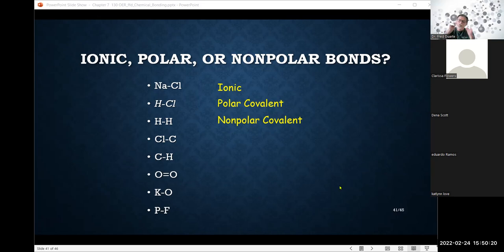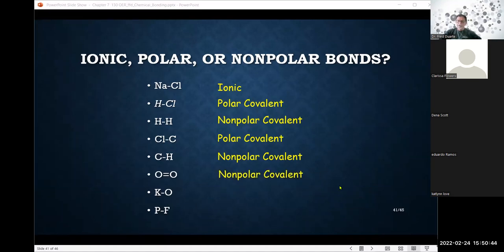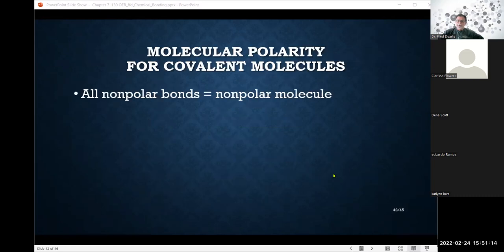Chlorine and carbon, two different elements, two nonmetals, a covalent bond. And since they're two different, automatically think of it as a polar covalent. Carbon and hydrogen, as we stated, think of it like the diatomics, they're going to be nonpolar because the electronegativity of the two is very similar. Oxygen and oxygen, again, a nonpolar covalent bond. Potassium and oxygen, obviously, that is ionic because it's the combination of a metal and a nonmetal. And then phosphorus and fluoride, again, two nonmetals, covalent bond, two different atoms in the bond, so we have an ionic bond. Excuse me, a polar covalent bond. I was staring at ionic. Slip of the mouth there. Okay. Any questions?